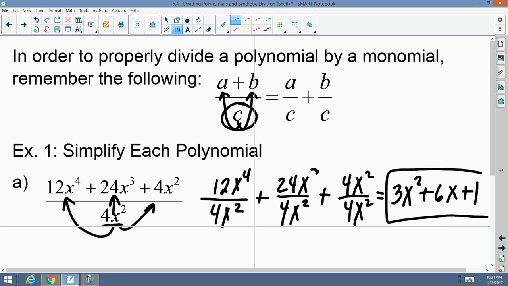Does that make sense? Yes, you have to put the one. Great question, because, and I'm not being sarcastic, 4x squared over 4x squared is 1. You may be thinking, but Moore, a lot of times ones are invisible.